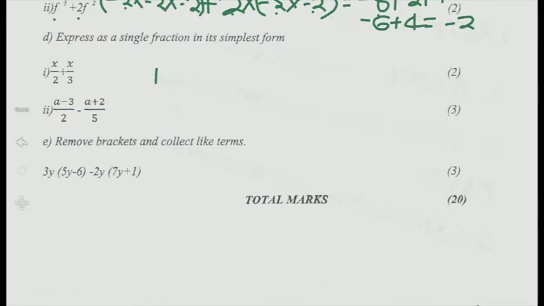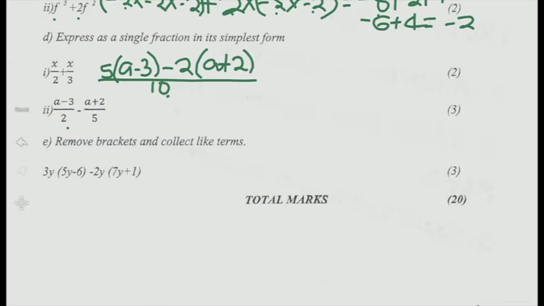For Roman numeral 2, the LCM of 2 and 5 is 10. This is the LCM. 2 into 10 goes how many times? Goes 5 times. So it's 5 times the a minus 3, minus 5 into 10 goes 2 times. So it's 2 times the a plus 2.